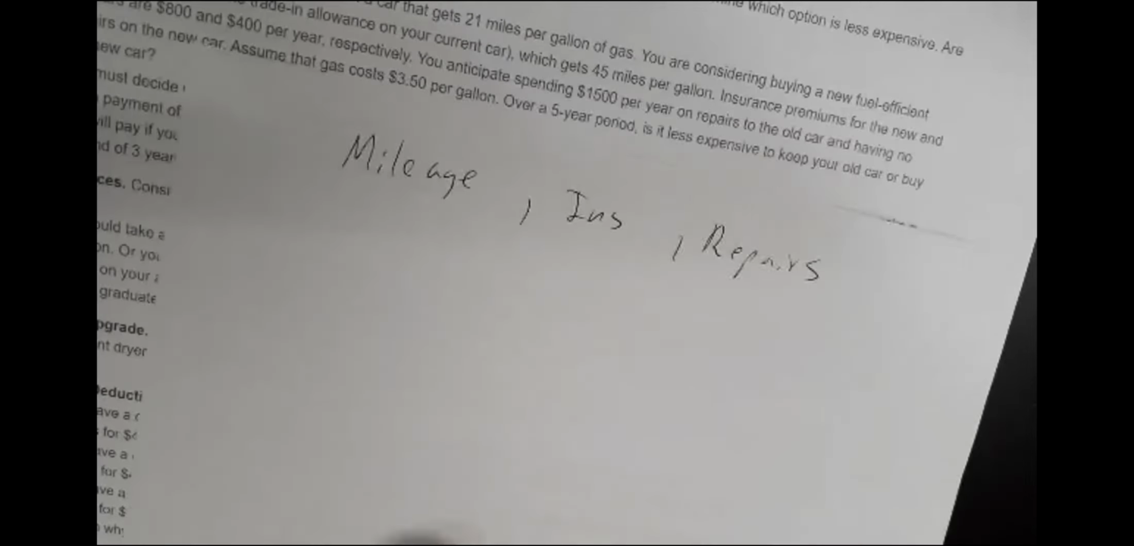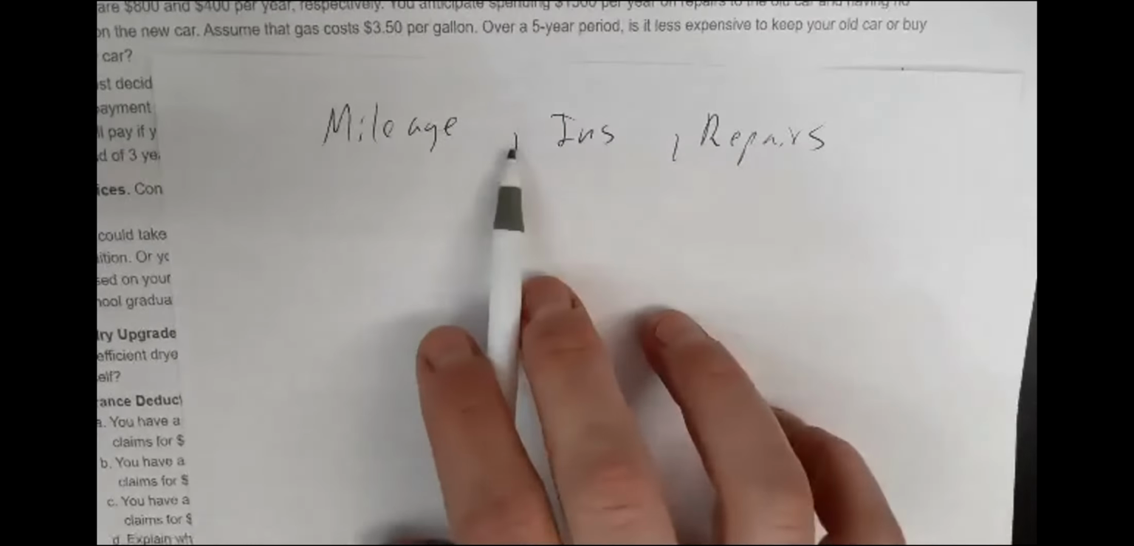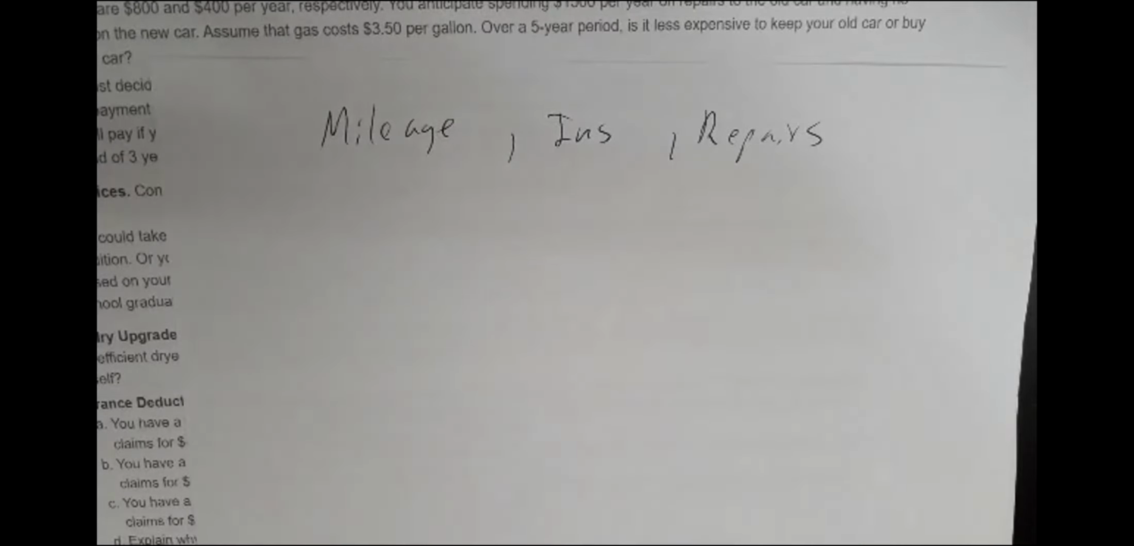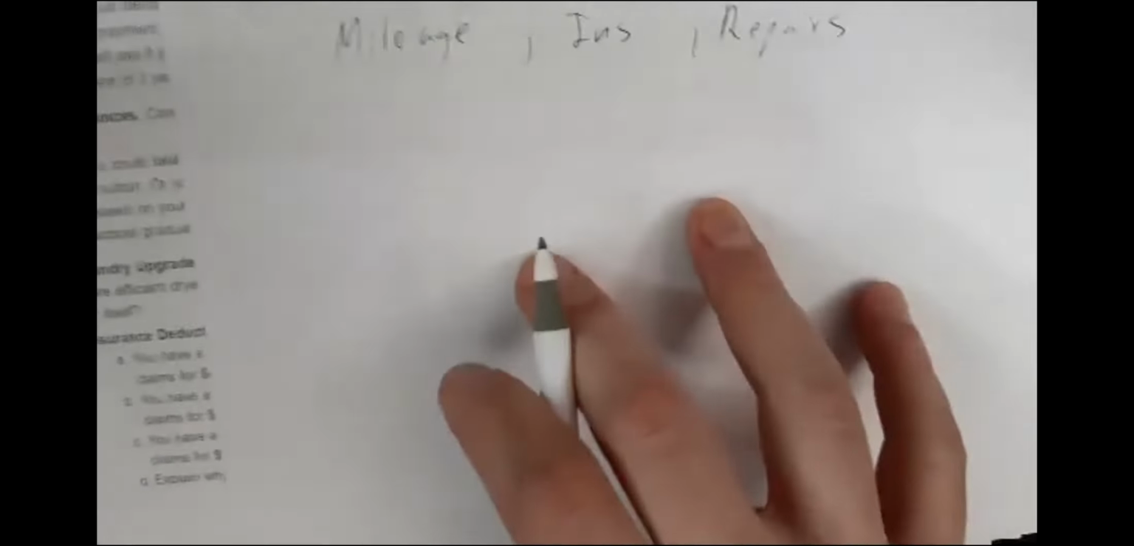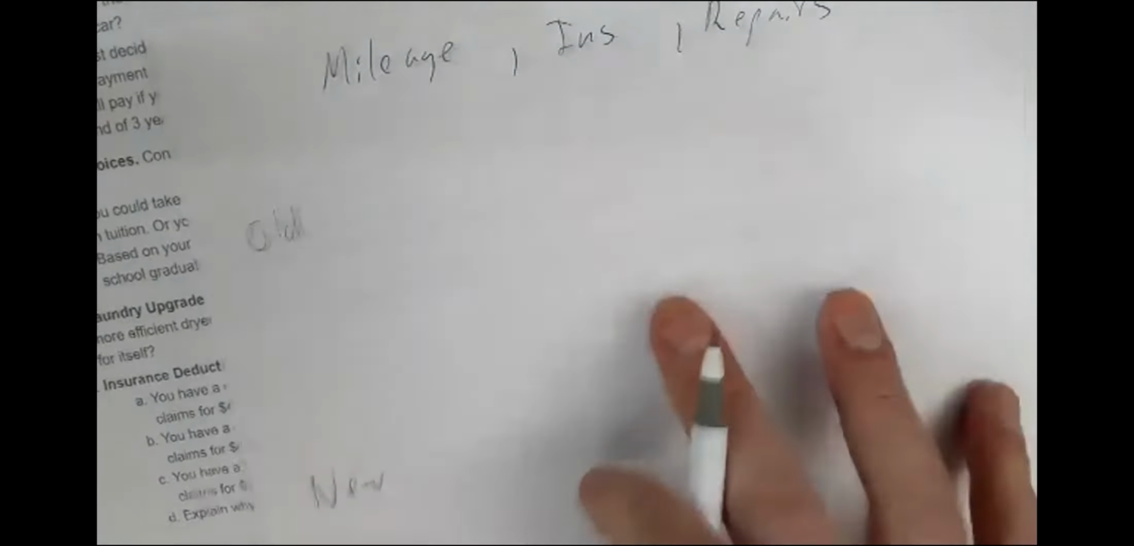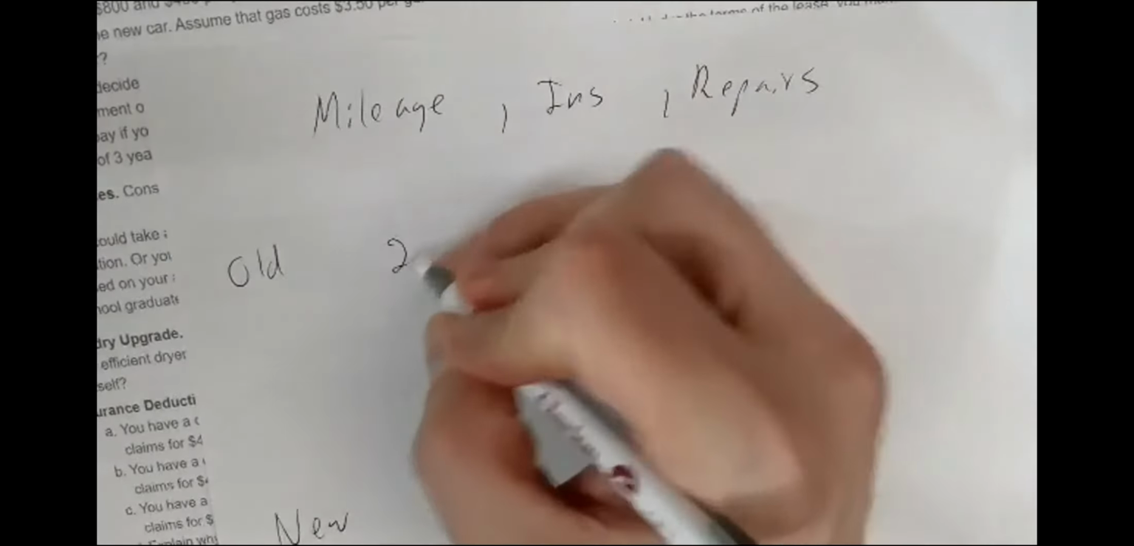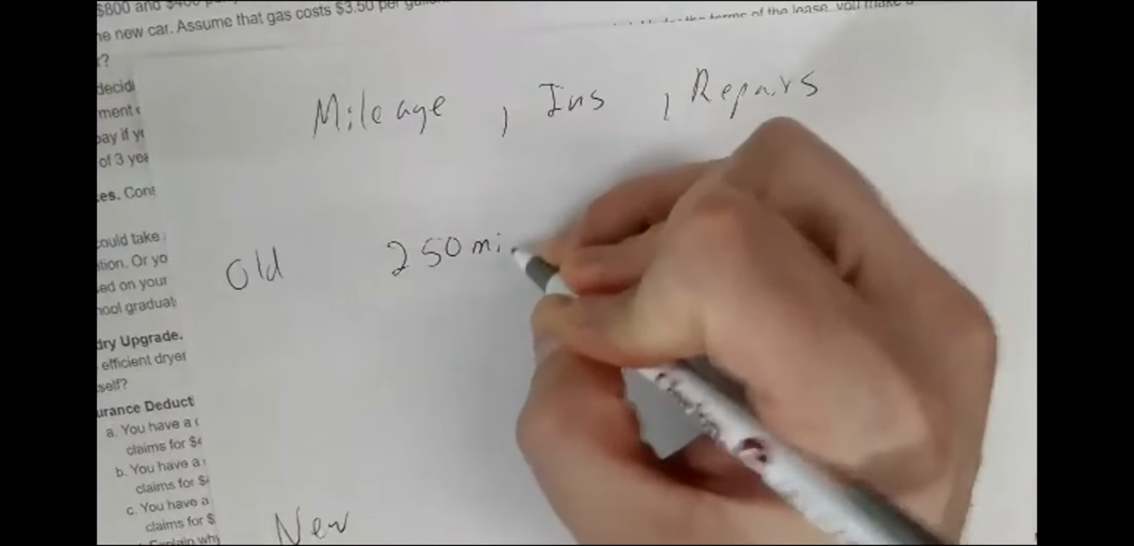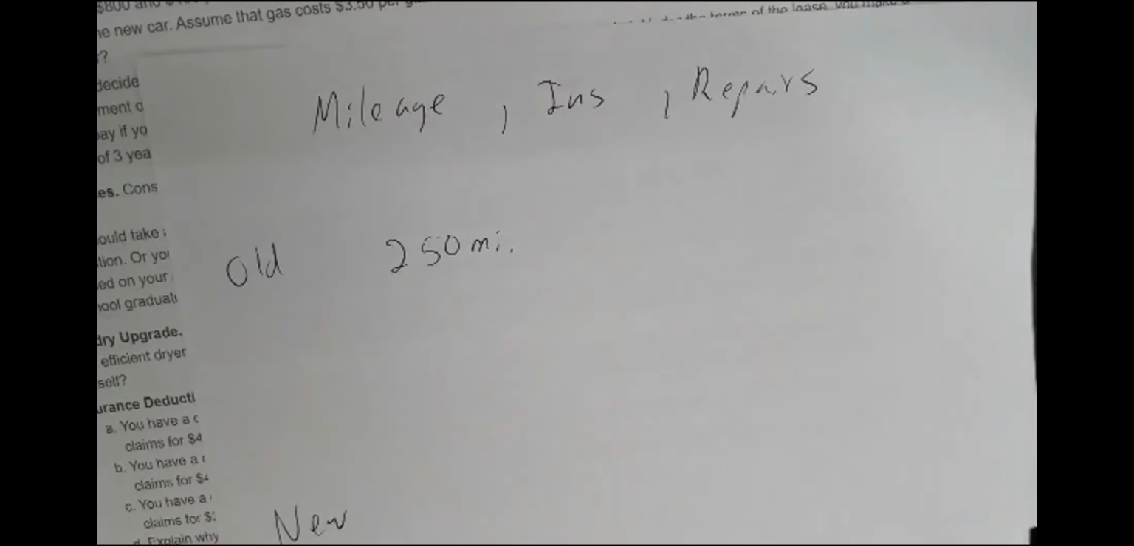So I think the insurance and the repairs are kind of straightforward. They give us an amount for the insurance. They give us an amount for the repairs. The thing that we really need to work on and figure out is that mileage thing, right? So old versus new mileage, how much is it going to cost us? And we want to figure out the mileage. So if we are driving 250 miles per week, how much is that going to cost us in the old car?